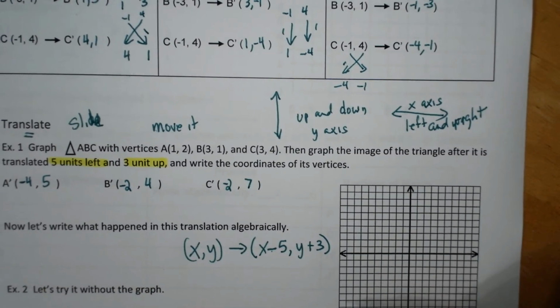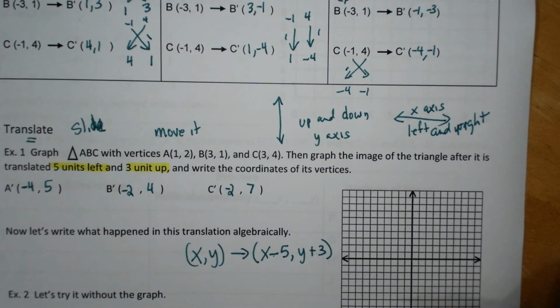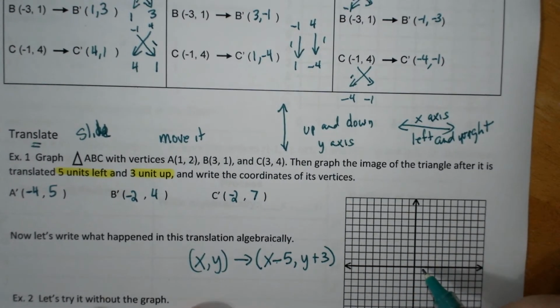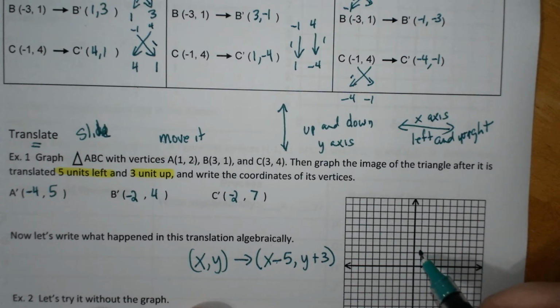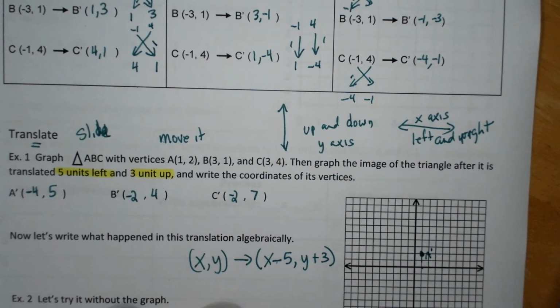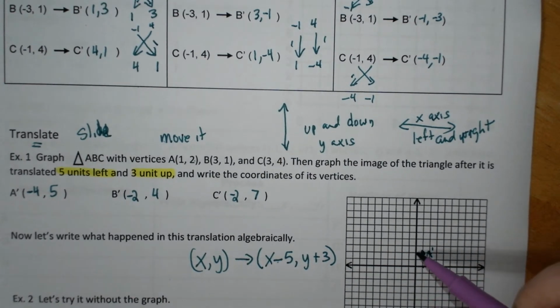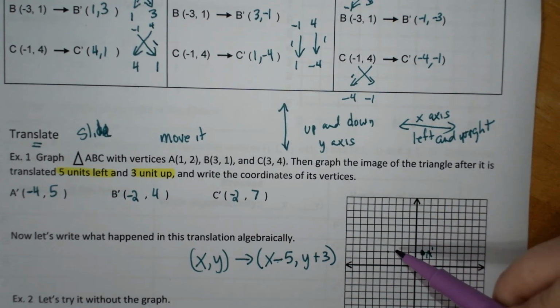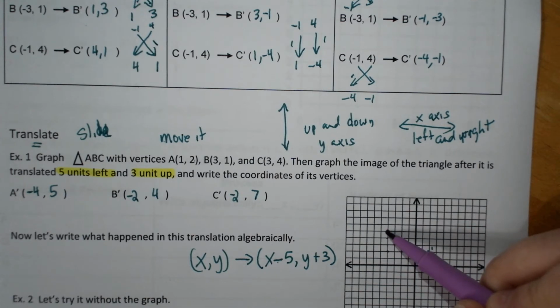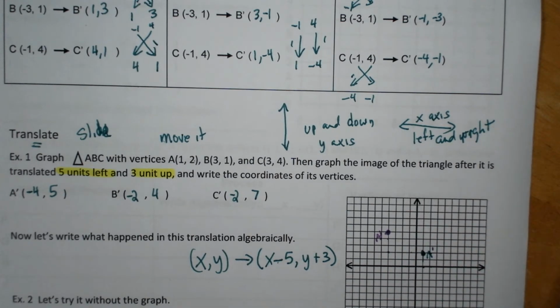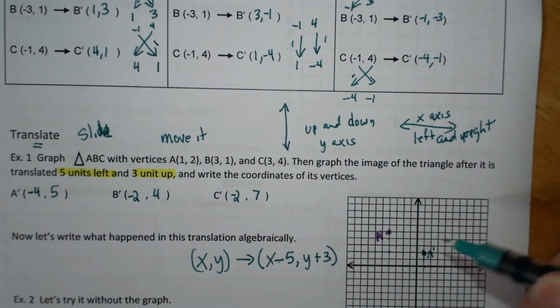Now let's graph this and do it by physically moving it. I'm at 1, 2. That's my A. And it says go 5 left. 1, 2, 3, 4, 5. And 3 up. 1, 2, 3. And that's A prime. And if you graph it, that's -4, 5. So that's A prime. B is 3, 1.